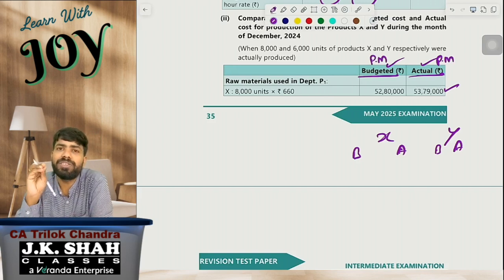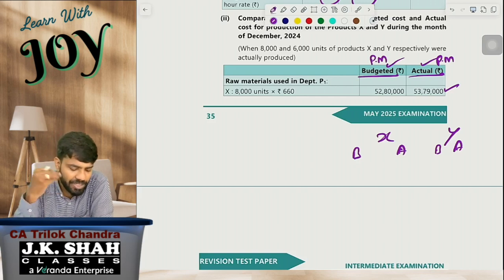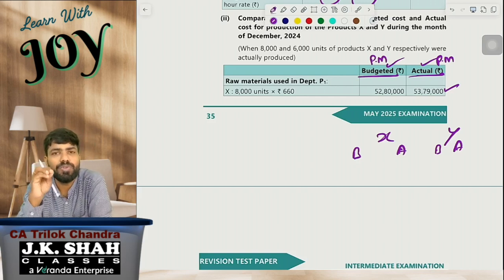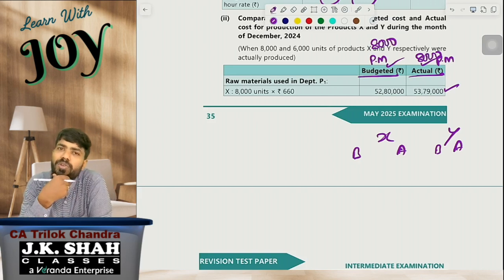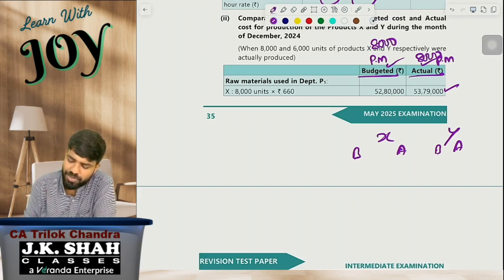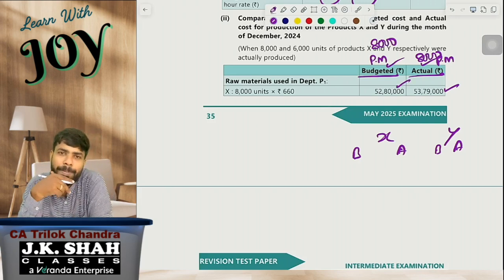Actually, how many units do they produce in a month? 8,000 units. So 8,000 units into 660 rupees. Are you understanding? Comparative statement. If you are taking actual for 8,000, budget also should be for 8,000 units. So 8,000 units into budgeted material cost per unit of 660 rupees. So 8,000 into 660, 52 lakh 80,000.